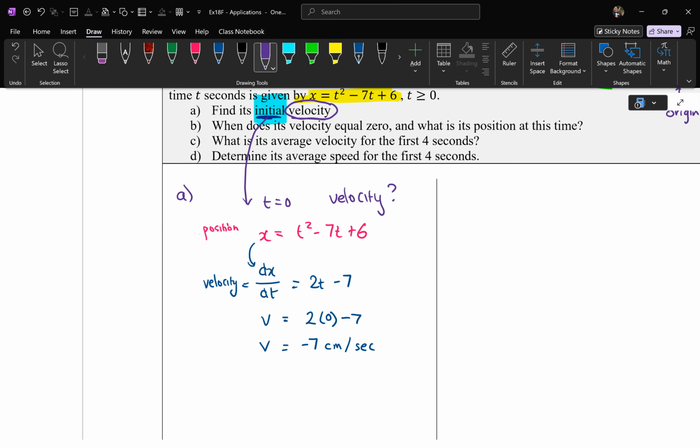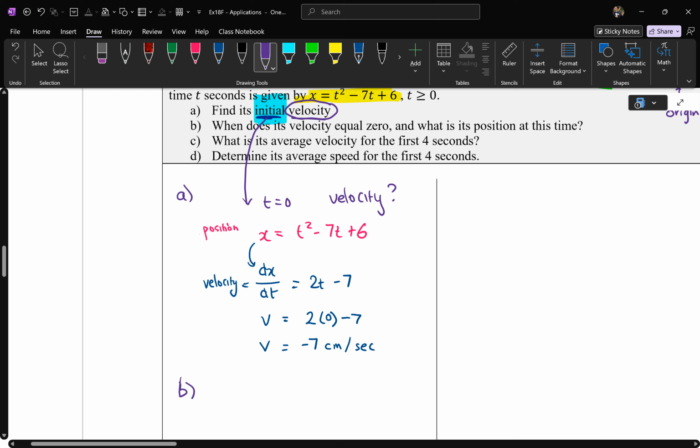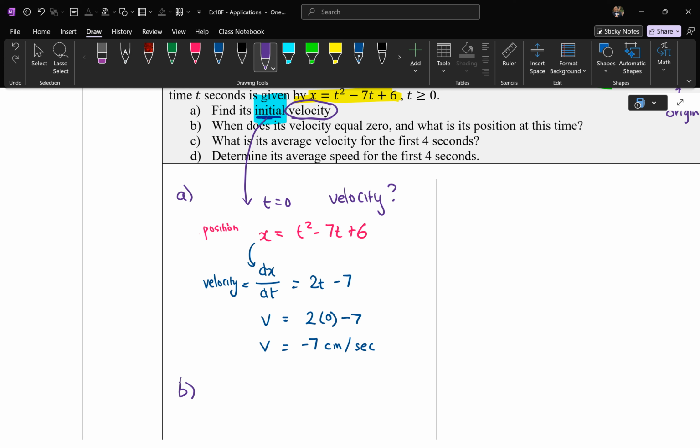Part B, let's do this. So now I've got the initial velocity. When does its velocity equal 0? So they're asking for time now. They're saying when, so find the time, find t, when v is equal to 0, and then it says, what is its position at this time? So it's asking for x as well. So find time and then find x.